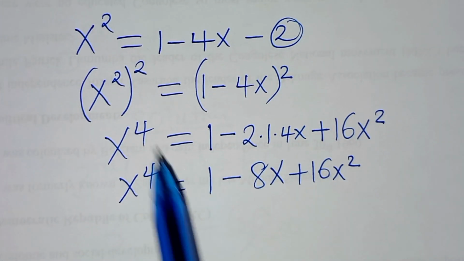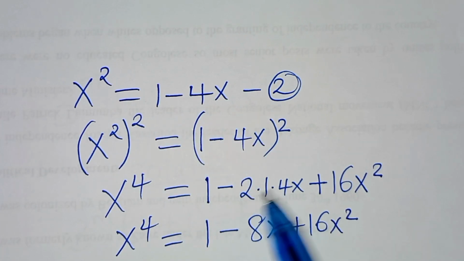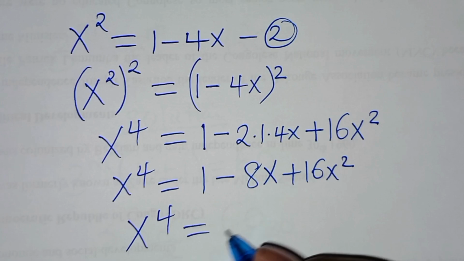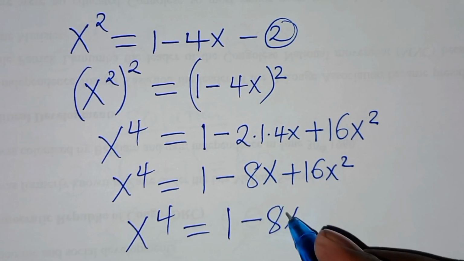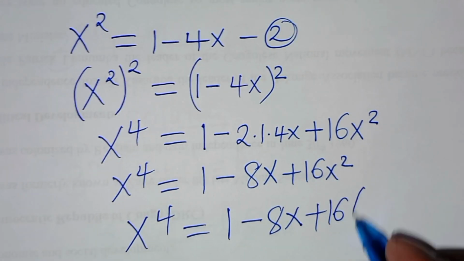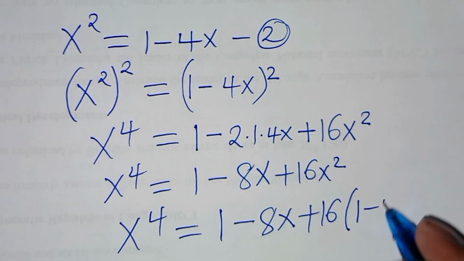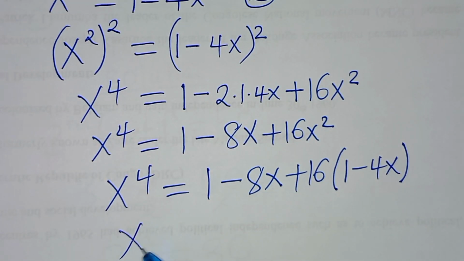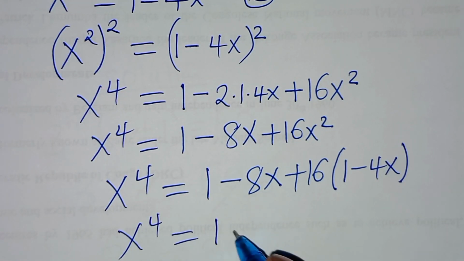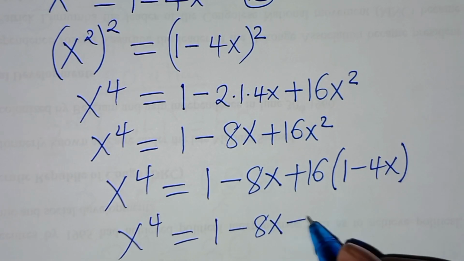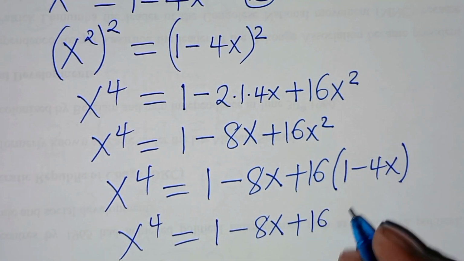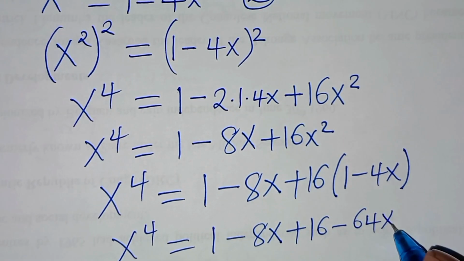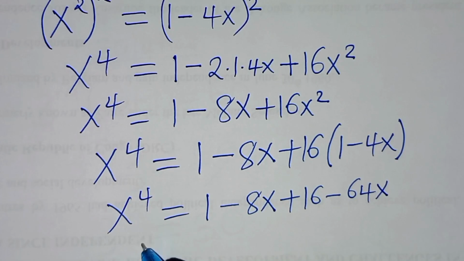But x to power 2 is what we have as equation 2. So let's substitute here. So x to power 4 is the same thing as 1 minus 8x plus 16 multiplied by 1 minus 4x. So let's open the bracket here. We'll have x to power 4 equal to 1 minus 8x plus 16 times 1, this is 16. Minus 16 times minus 4x, this is minus 64x.